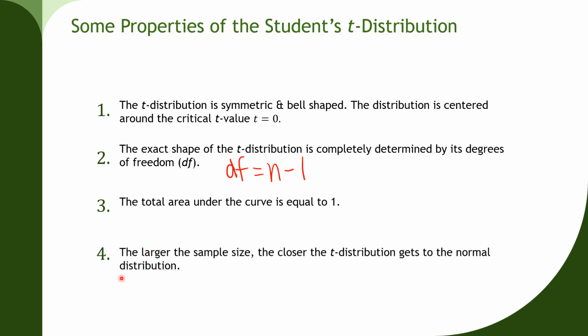And then our last little property that I'm including here: the larger the sample size, the closer the t-distribution gets to the normal distribution. So we talked about that. Specifically, it's getting closer and closer to the standard normal distribution, since that value in the middle is 0, just like the standard normal distribution.